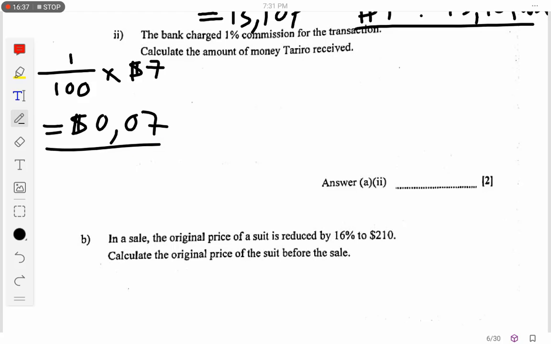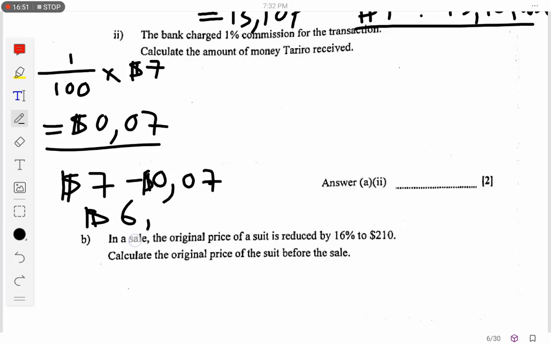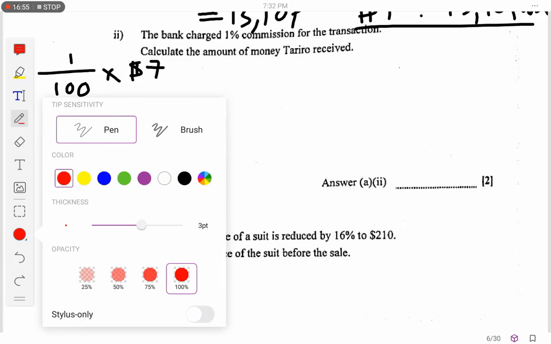Then for you to get the amount that she's going to receive, you are going to say from the $7, we subtract 0.07 there. So she's going to get $6.93. This is one way of doing it.